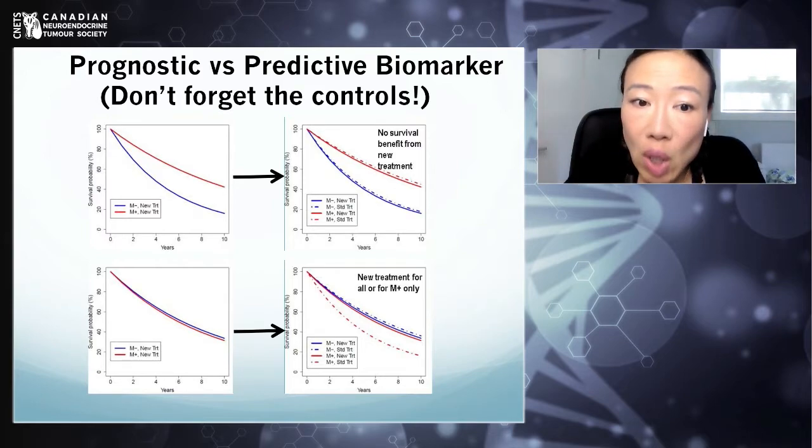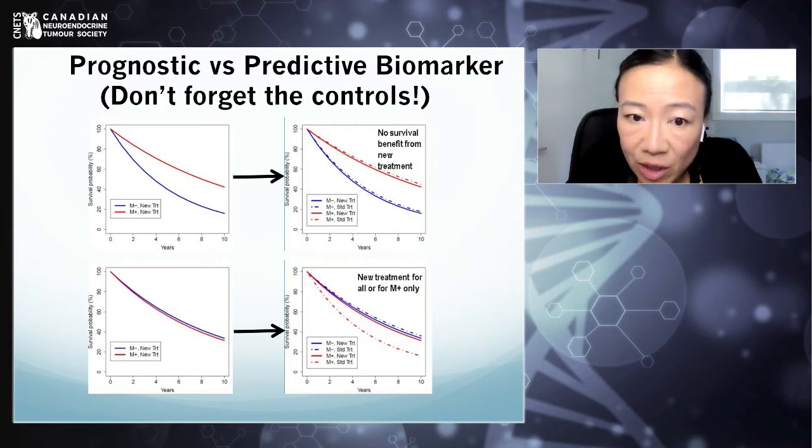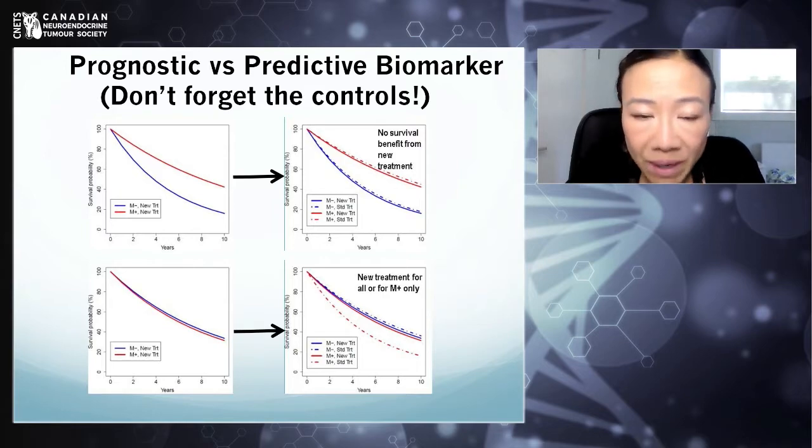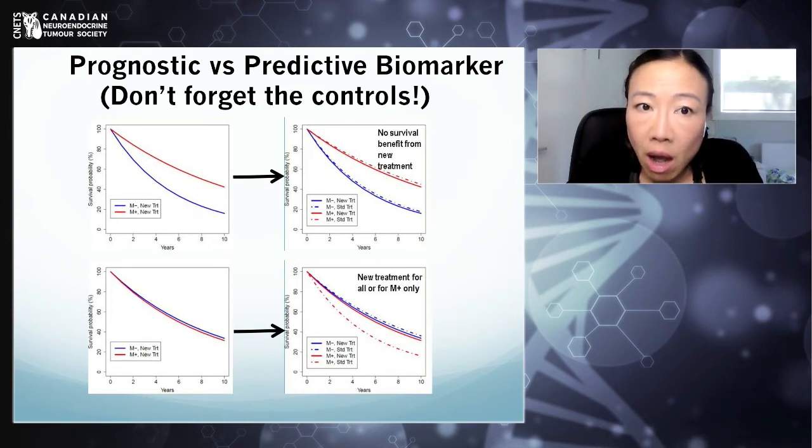But when patients do not have the biomarker, which is represented by blue here, regardless of the new treatment or standard treatment, they do exactly the same. So those patients can receive either the standard treatment or the new treatment. So this is actually a really good predictive biomarker.